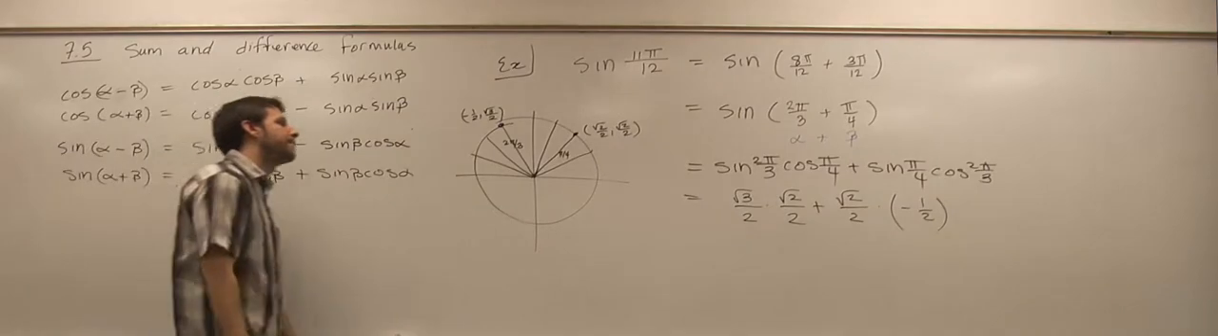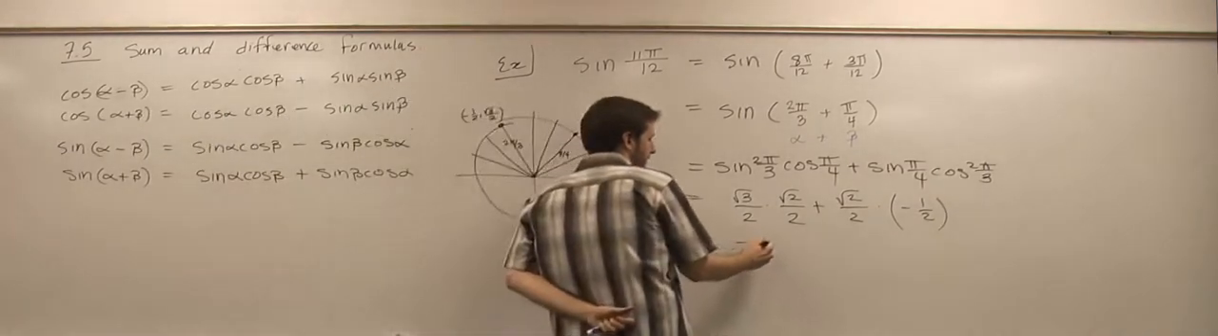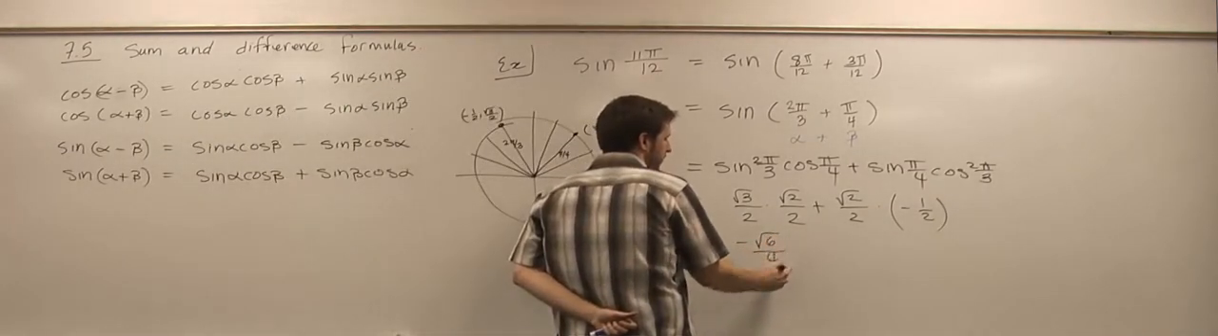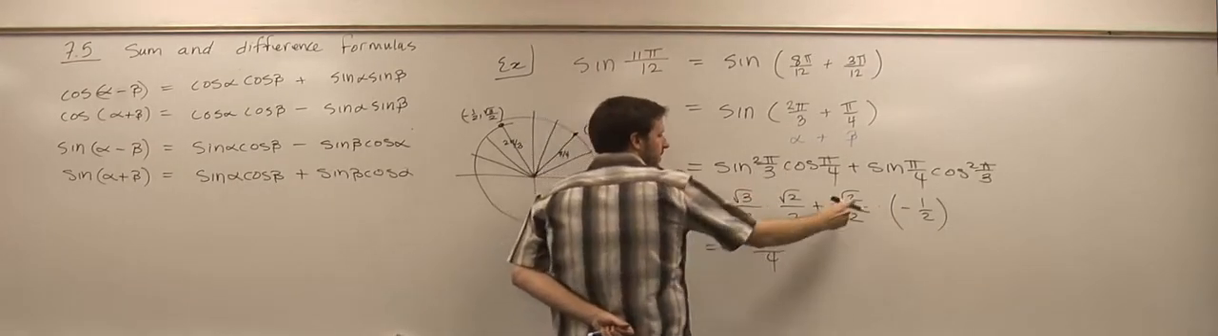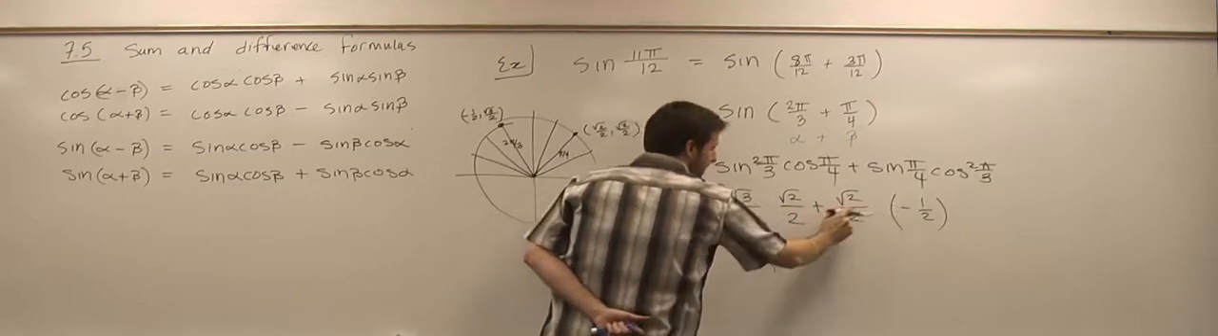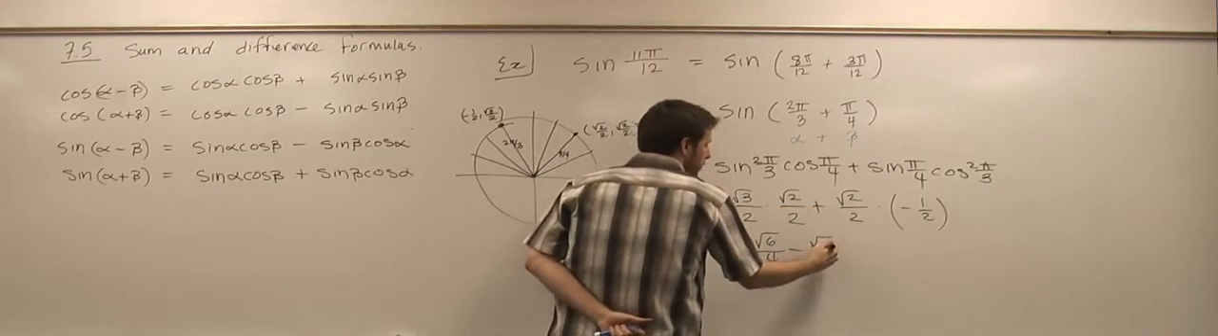Just multiply out. Root 6 over 4. It's not negative. Root 3 times root 2, root 6. 2 times root 4. This side will be negative though, right? Because it's a minus times a plus. So minus root 2 over 4.